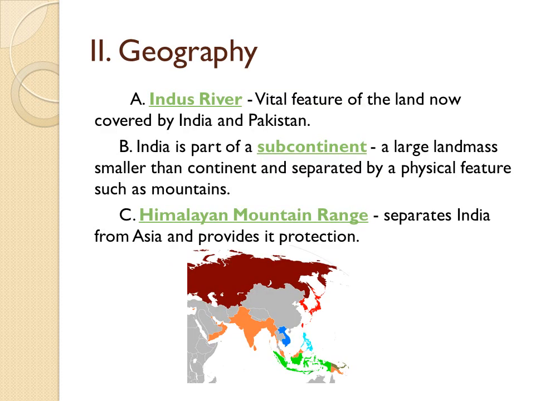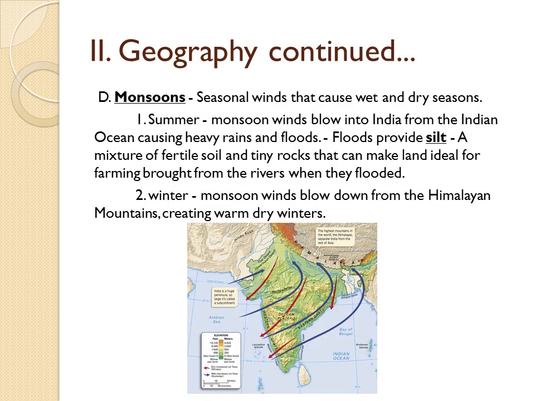The geography. The Indus River basically divides Pakistan and India. India is what we call part of a subcontinent. If you look below in the image, you'll notice that India is a orangish peach kind of color. It's part of Asia, but a large part of Asia, so we call it a subcontinent. It is divided by the Himalayan mountains, which separate Asia from India. The Himalayan mountains are a natural barrier, and they provide protection for the people of India.